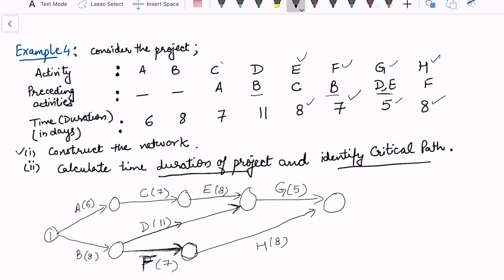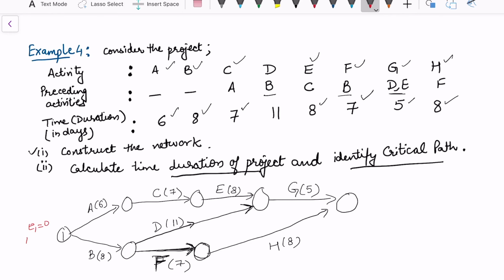Okay, now let's calculate the time duration of the project. To do that, I need to calculate the earliest and latest. So earliest of the first node is 0. Of course, latest will be 0. Now let's first calculate the earliest time. And before that, I'm also going to label this network 2, 3, 4. I can write it 5. This is 6, and this last would be 7.